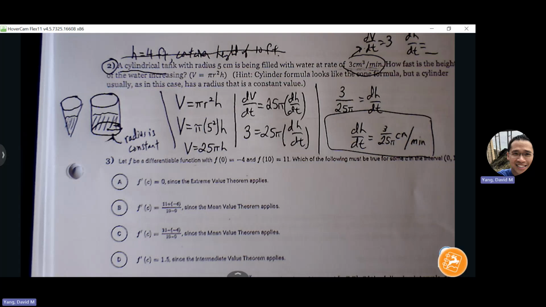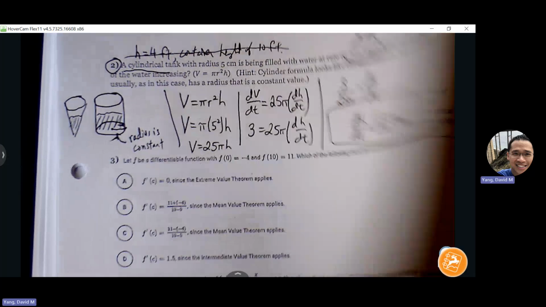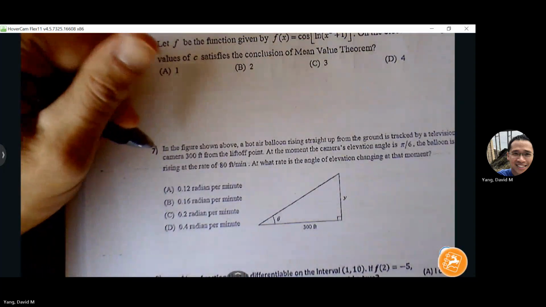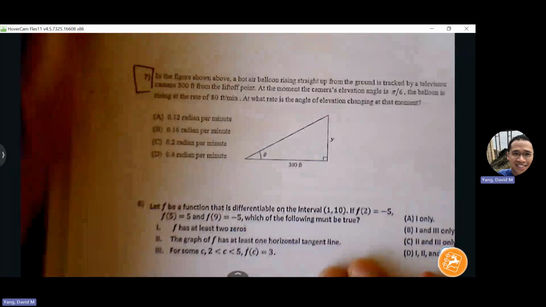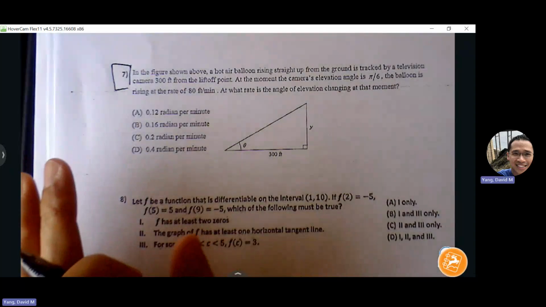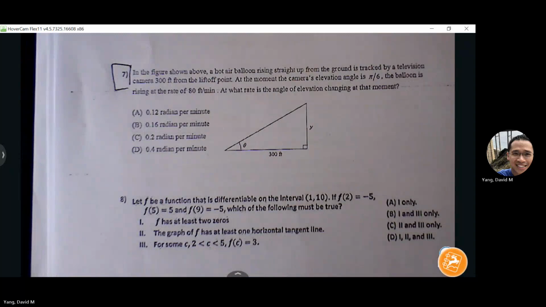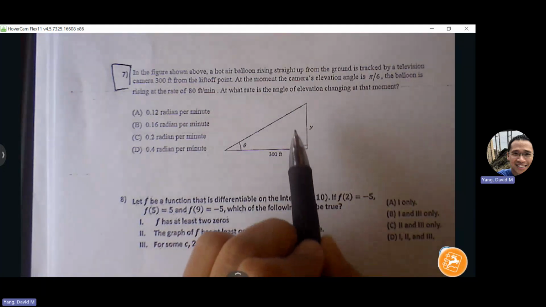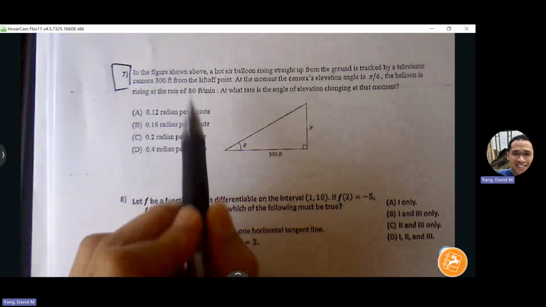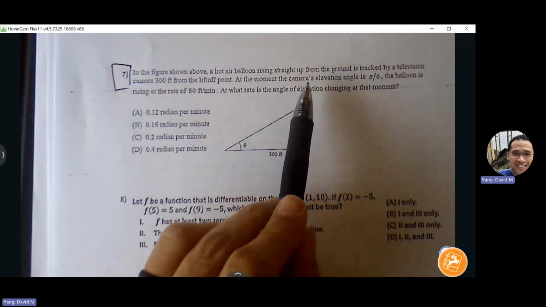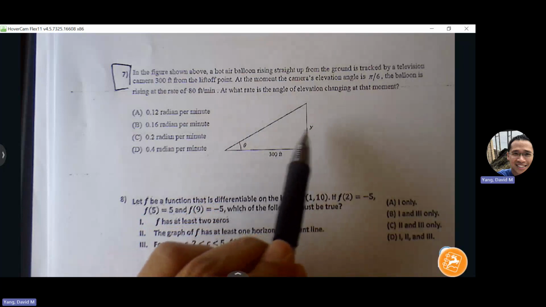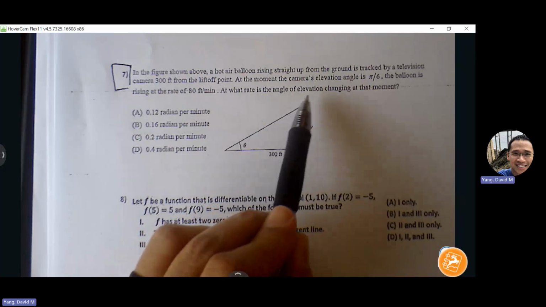All right, let's turn to page 12 and do another related rates problem involving trig, and then we can move on to page 13. You did this already for homework, but I want us to walk through it. It says, in the figure shown, a hot air balloon is rising straight up from the ground and is tracked by a television camera 300 feet from the liftoff point. At the moment that the camera's elevation is pi over 6, the balloon is rising at a rate of 80 feet per minute. At what rate is the angle of elevation changing?